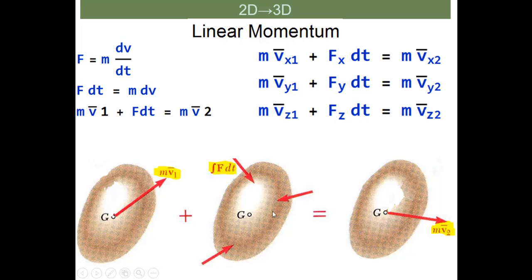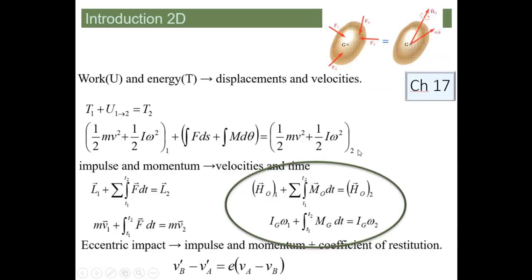You add everything in the x, y, z direction. And then this final motion, you're going to attach it to the center of gravity, very similarly to what you've always done. So if you can add vectors and break things into x, y, z components, no big deal for linear momentum. Let's go on to angular momentum.